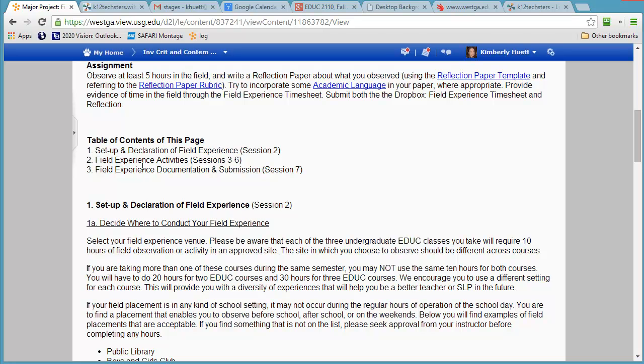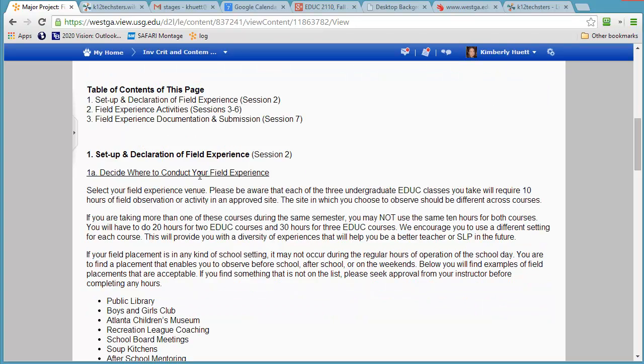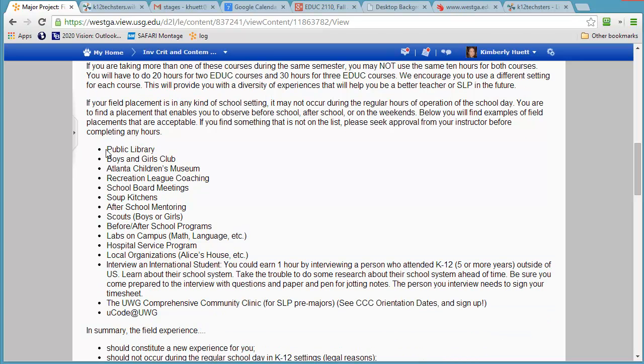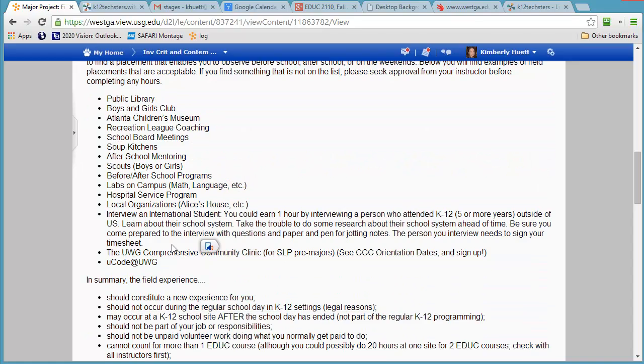So this page, the rest of this page talks about these things. So during session 2, what do you want to do? You want to declare your field experience. You need to decide where you're going to conduct it. These are some examples of places that you can go.